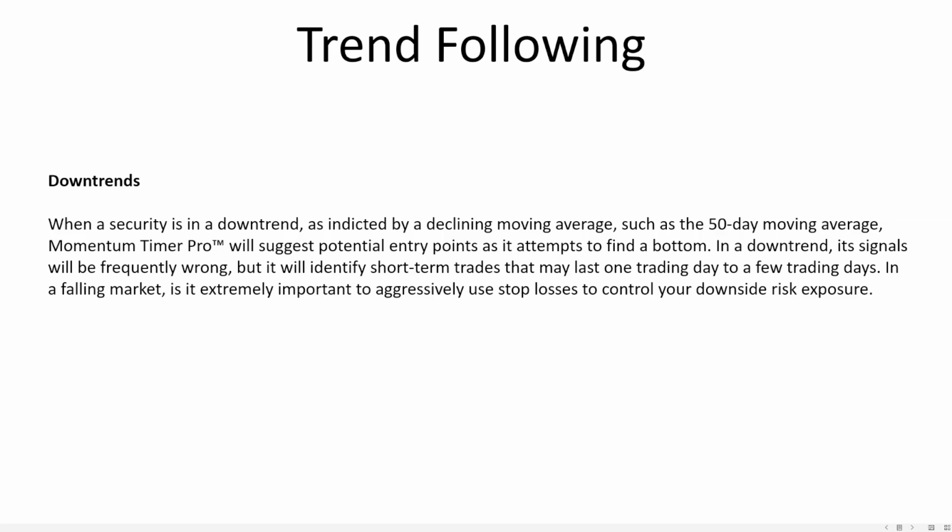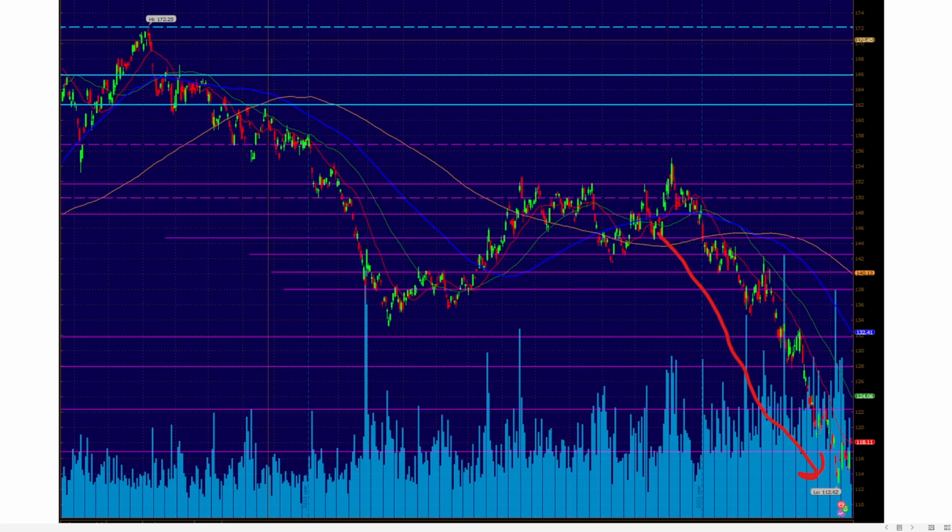In a falling market, it is extremely important to aggressively use stop losses, particularly if you're a long-only investor, to control your downside risk. We're going to look at two different securities. We're going to start out with TLT, and we're going to look at this downtrend here and find some pieces in here to take long positions. And then you'll find out, if you're comfortable on the short side of the market, how to identify those trades and why the report in a downtrend is really good at identifying short trades.